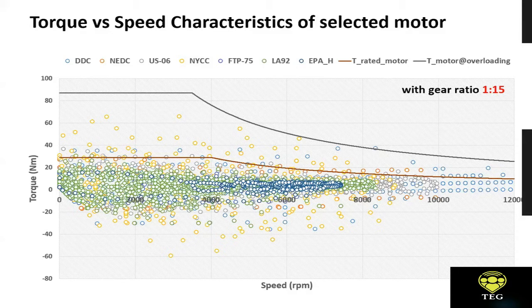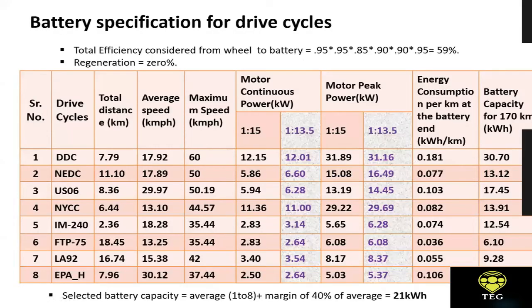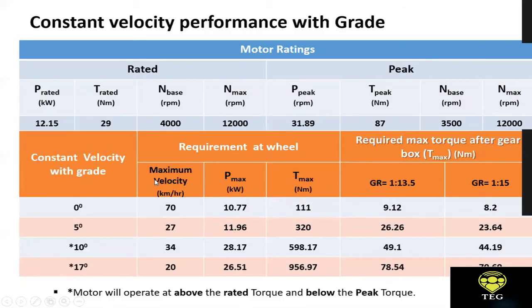So then what we did was we took the first example with a gear ratio of 1 is to 15. Okay, so let's keep this gear ratio 1 is to 15. Now if we go back to our analysis, so with a gear ratio of 1 is to 15, what was actually the torque and the average torque and the average power and the average speed values of the machine? So the rated power of the machine was around 12 and a half kilowatt, and the torque was around 29 Newton meter.